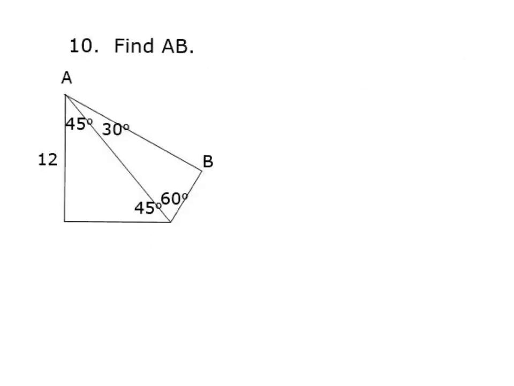Okay, number 10. What a fun one. Here we have two triangles that are connected to each other. One of them is a 45, 45, 90, and the other one's a 30, 60, 90. So we're going to use both of our special right triangle formulas to figure out the length of AB.